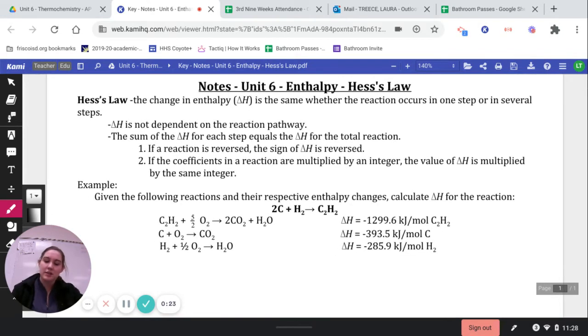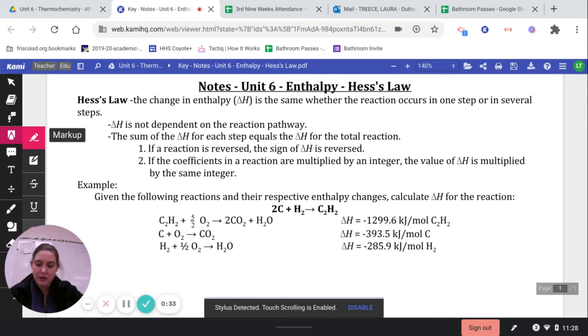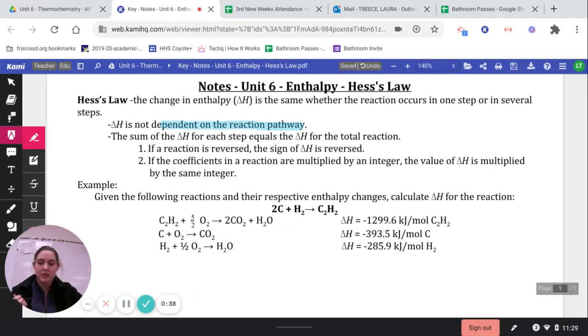So Hess's law basically says that the change in enthalpy is the same whether the reaction occurs in one step or several steps. So our change in enthalpy is not dependent on the reaction pathway. And we can actually figure out our change in enthalpy because the sum of delta H for each step is going to equal our total change in enthalpy. So basically what we're going to do is look at our reaction pathway and manipulate our equations so that they add up to our total overall equation. Once they do that, we'll add all of our changes in enthalpy together and make it happen.